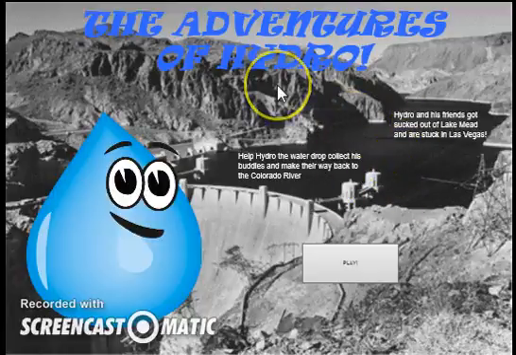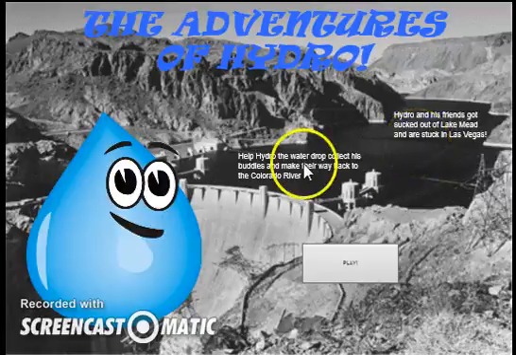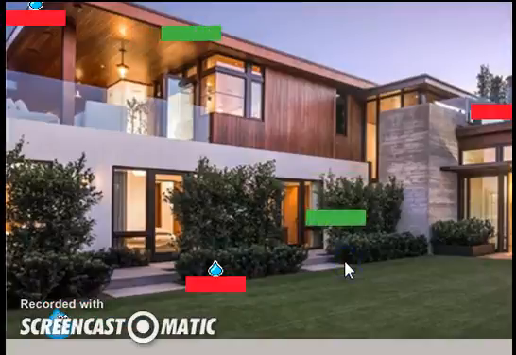So the goal of the game is to get a few facts, a little bit of information about water in Las Vegas. You can see here, this is my introduction screen, The Adventures of Hydro. Here's a little character. It says that Hydro and his friends got sucked out of Lake Mead and they're stuck in Las Vegas. We need to help Hydro get the water droplets and his buddies back to the Colorado River.